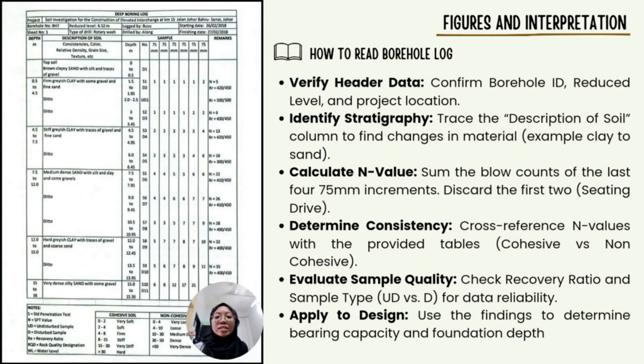Next is to determine consistency: cross-reference the N value with the provided tables, cohesive versus non-cohesive. Then evaluate sample quality: check the recovery ratio, RR, and sample type, either UD or D, for data reliability. Then apply it to design. Use the findings to determine bearing capacity and foundation depth.